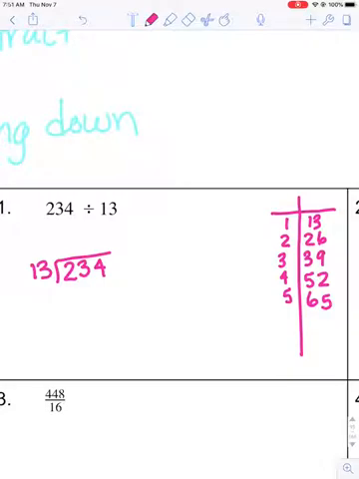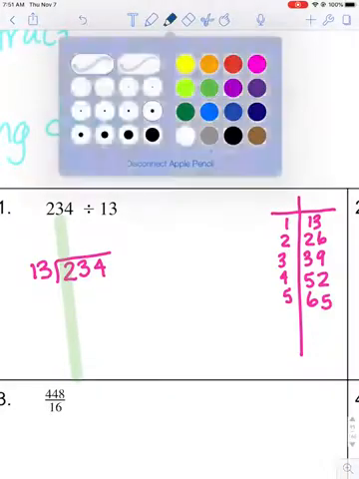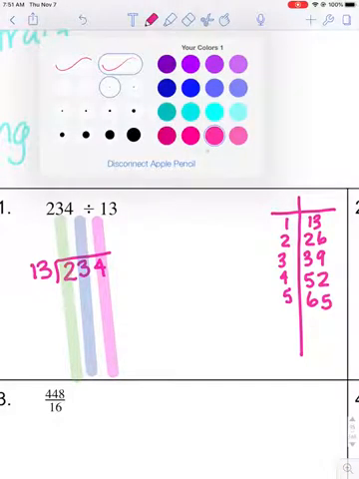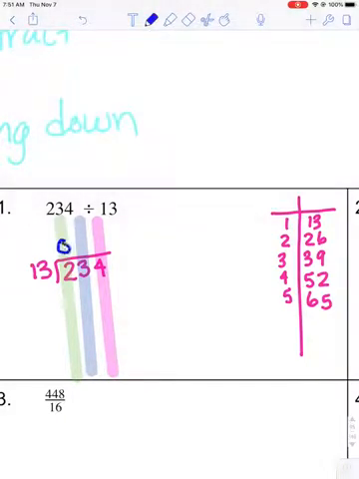So now I'm going to look at the different columns that I have. Remember, we're always looking at one column at a time. So I have my 3 columns here. I'm going to start with my green column, and I'm going to ask myself, does 13 go into 2? It does not. So I'm going to put a 0 there.